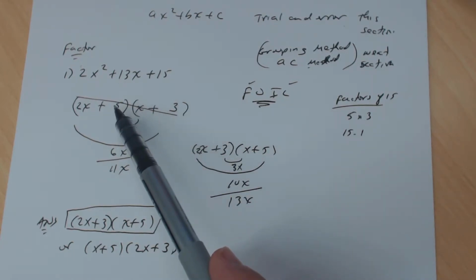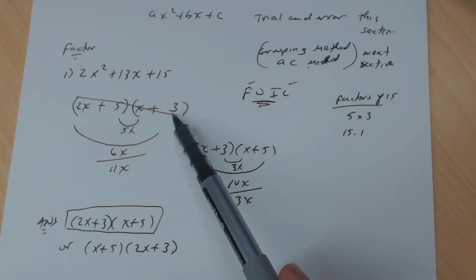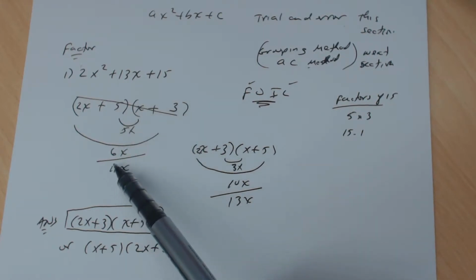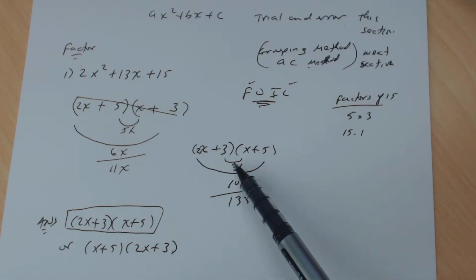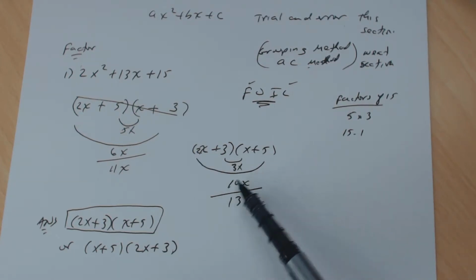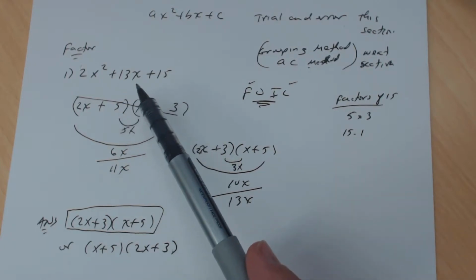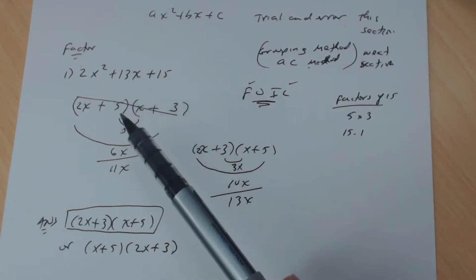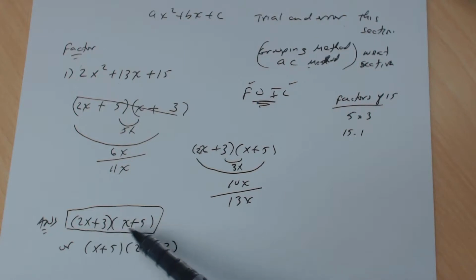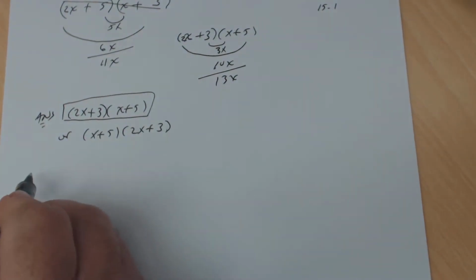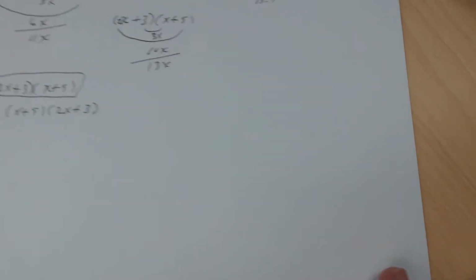So notice that when I put the 5 in the first parentheses and the 3 in the second parentheses, when I checked the outer and inner, it did not work. So we switched it, we checked the outer and inner again, and now it did work. So there's your answer. So 2x squared plus 13x plus 15 factored is the product of these two binomials. All right, let's look at another one. So that's number 1.